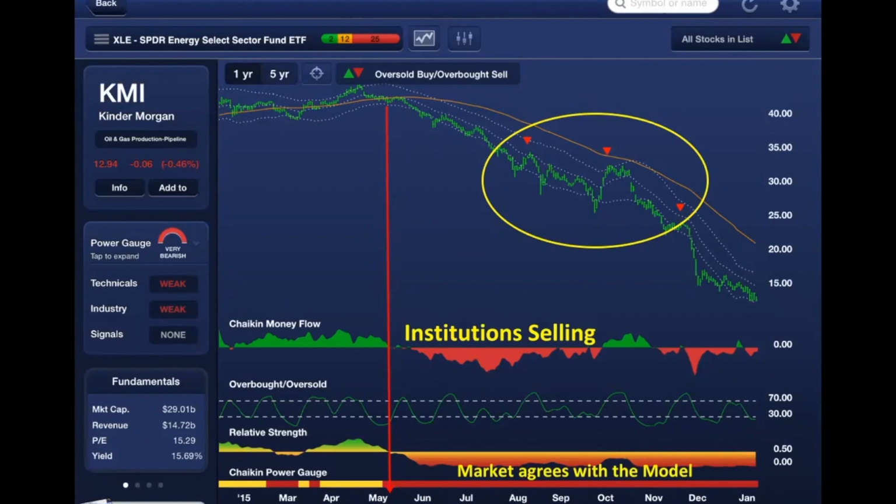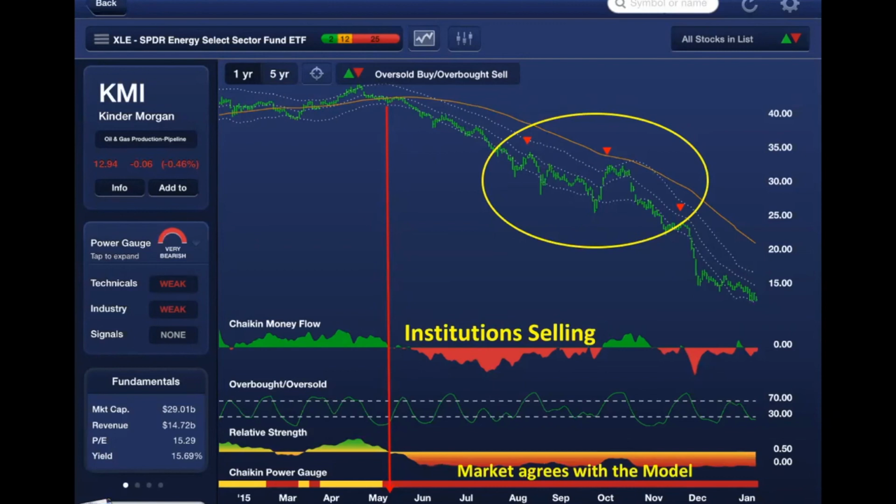And the message from this chart is it's never too late to sell a stock where everything is lined up against it. One of the investors in Chaikin Analytics, who's one of the most successful value investors ever, had sold his money management firm to Legg Mason. He called me and said, Mark, what should I do with my Kinder Morgan? It was 30, down from 42. I said, Tony, you should sell it.